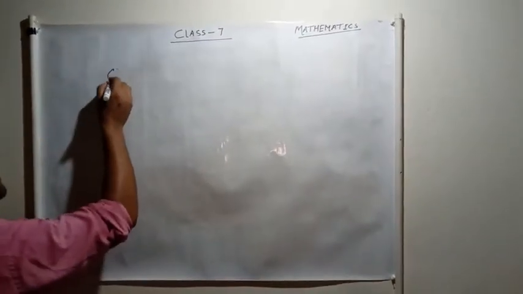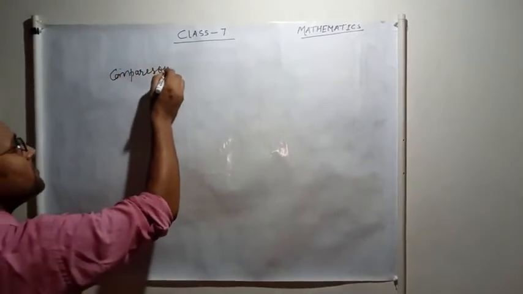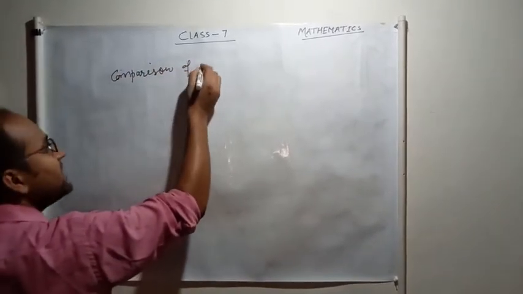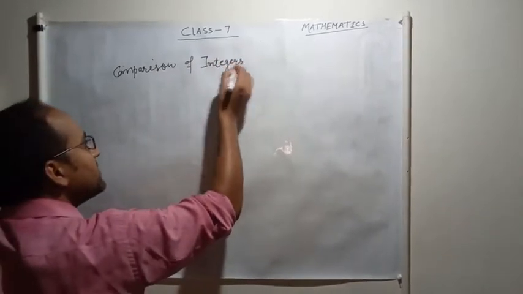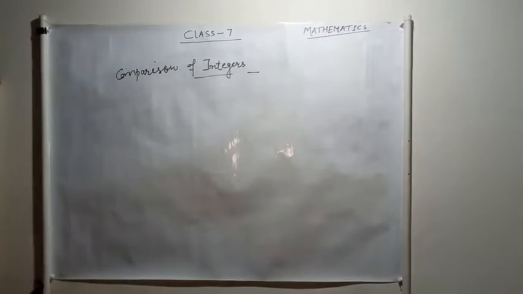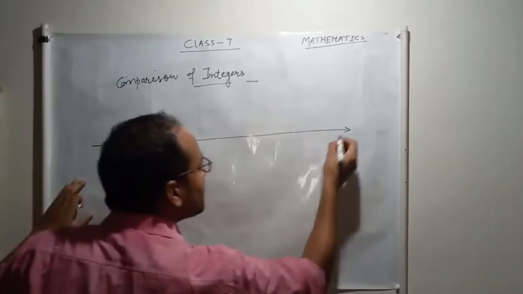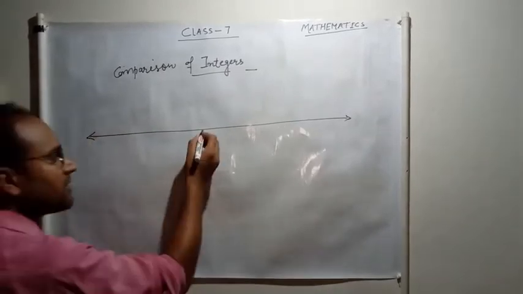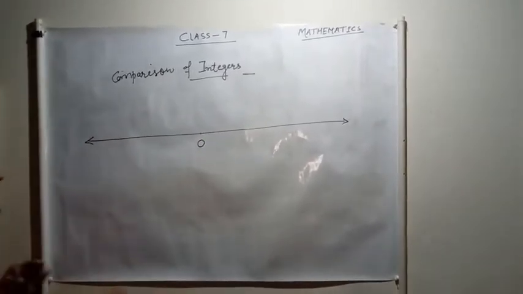So, comparison of integers. It is very easy. Suppose we are taking a number line. In that we are going to represent positive as well as negative integers also.